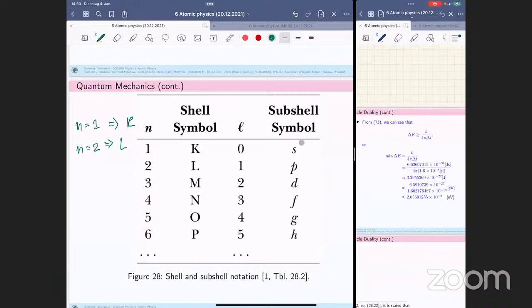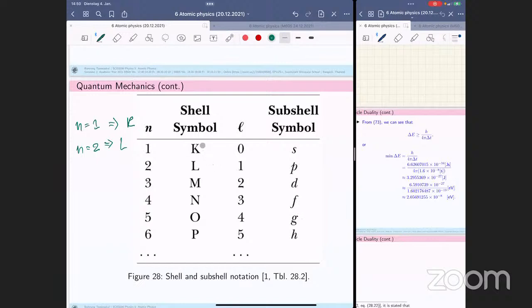There is no order at all. You could see s, p, d, f, g, h. It is not in the typical order of the English alphabet, right? It should be S, T, U, V, W, X, Y, Z. But it's not the case here. They use s, p, d, f, g, h.